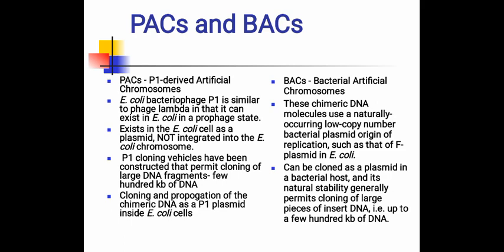P1 cloning vehicles have been constructed that permit cloning large DNA fragments, a few hundred kilobase pairs. It can be cloned as a plasmid in a bacterial host, and its natural stability generally permits cloning of large pieces of insert DNA, that is, up to a few hundred kilobase pairs of DNA. Cloning and propagation of the chimeric DNA as a P1 plasmid inside E. coli cells.